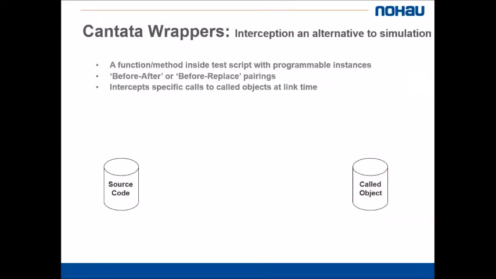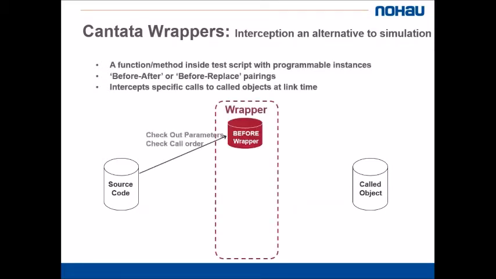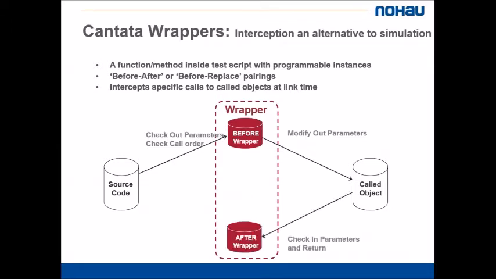But with the unique feature of Cantata wrappers, you still have the called object within your build, but you can control the behavior of it. This is like the wrapper. You have the wrapper, you can check the parameters to the function that you're calling, checking the order in which you're calling the functions. You can modify the parameters that are sent to that object that you're calling, and you can check the parameters coming from that object to have a checker if you want to. And of course, you can modify the parameters from that called object.